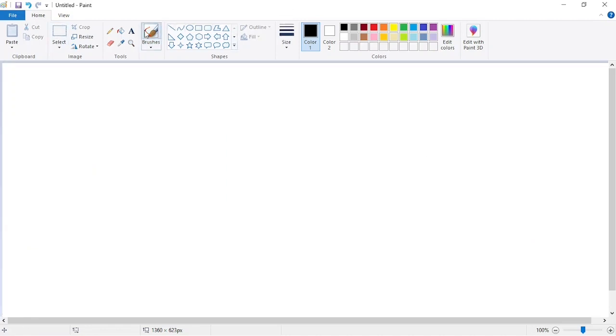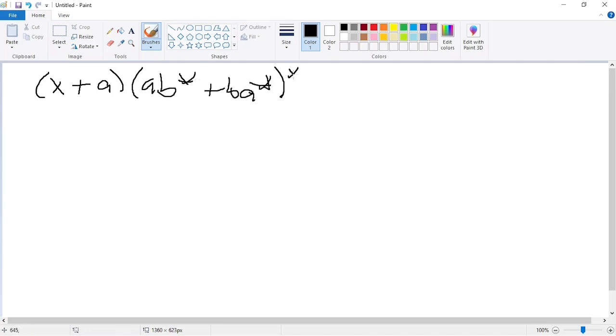So now if we try to do (lambda + a)(ab* + ba*). So let's try to see if this generates at least one string. So using that procedure, firstly we must remove all stars. So we'll be left with (lambda + a)(ab + ba).